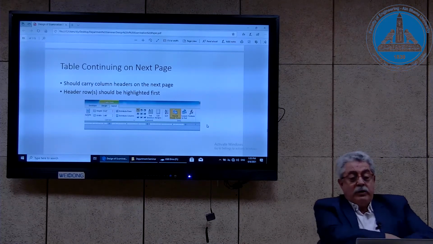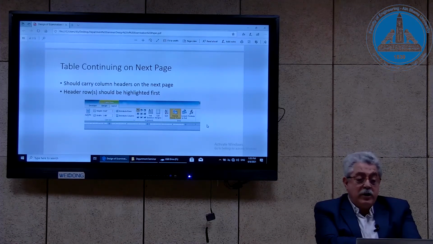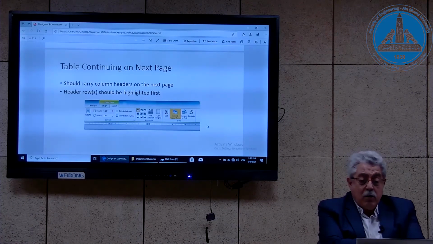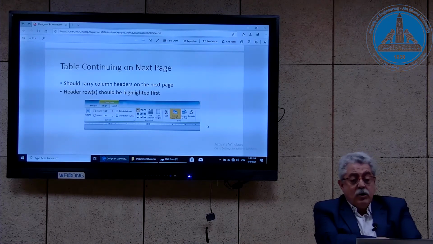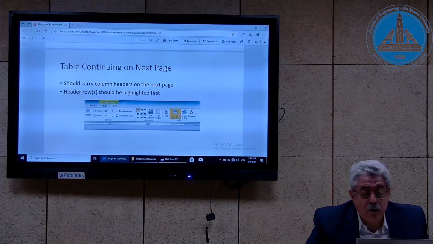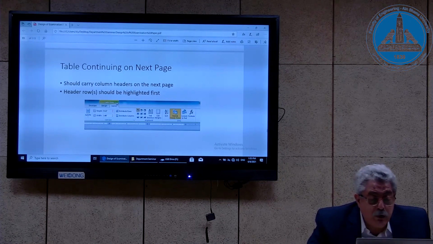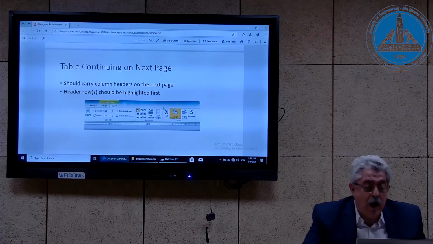Another important issue is when the table is too large and it has to go to the next page. It should carry the column headers on the next page, where the header rows should be highlighted first. Before allowing Microsoft Word to do this, we go to Table Tools and we say repeat header rows that are aligned.